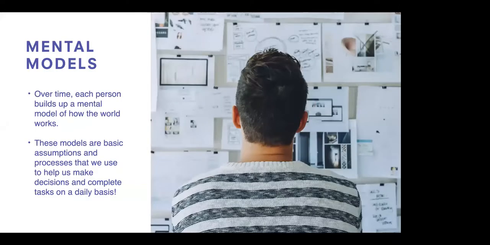For mental models, basically, if you think over time, each person builds up a mental model of how the world works. These models are basic assumptions and processes that we use to help us make decisions and complete daily tasks. So it's basically how you expect things to look, how you expect things to function, just basically your perception of how things should be.